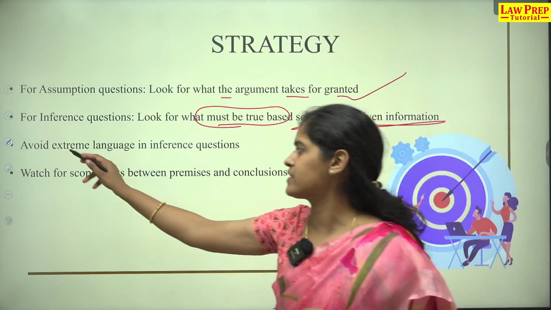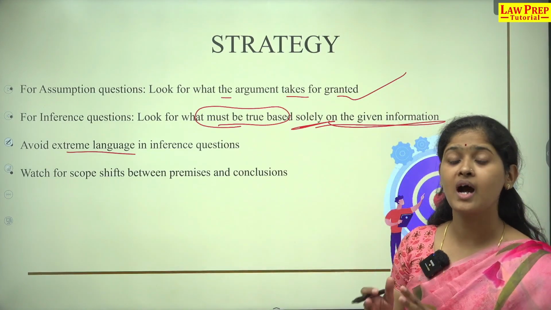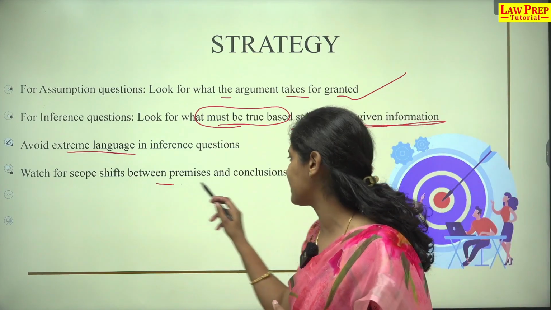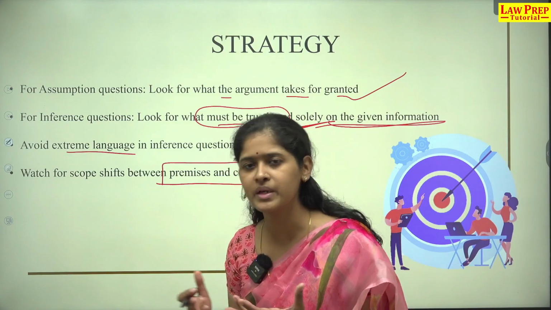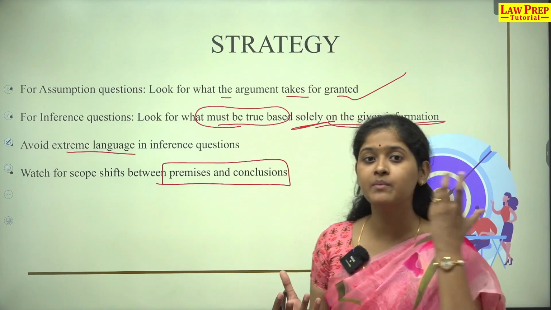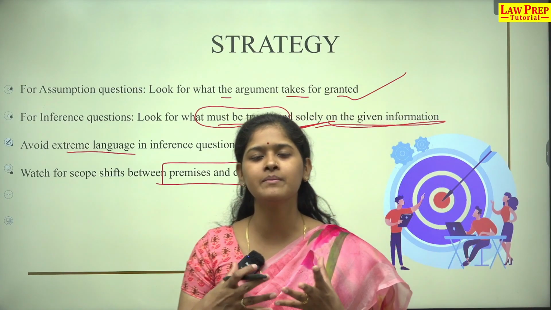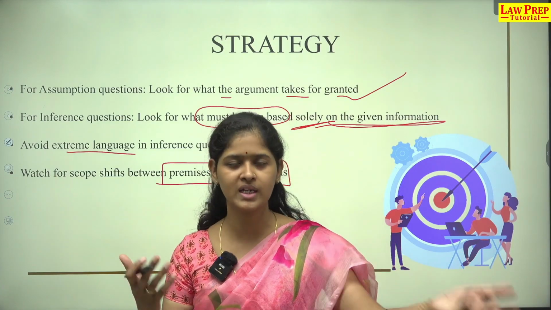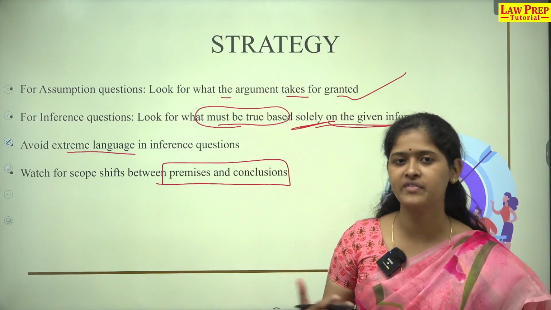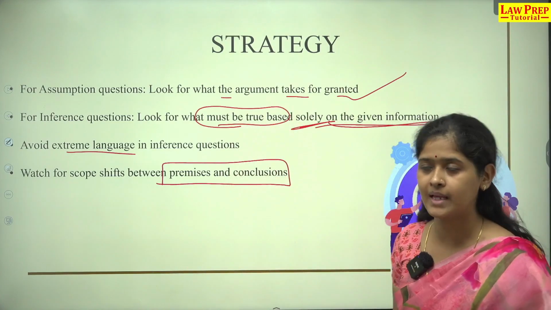Avoid extreme language. If extreme language is not a part of the passage, please avoid it, such as the last example, Ram will score above 80. It's too strong and too extreme. Watch for scope shifts between premises and conclusions. When you're picking assumption answers, check the importance of that option between these two things. If an option does not make any difference in linking the premise to the conclusion, then maybe that's not your best answer. Some options are written well, framed well, but they are not the actual links between premises and conclusions. Avoid taking them as well.